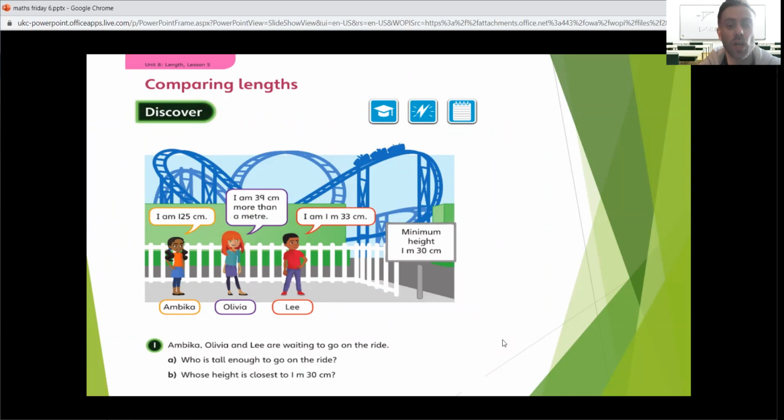Right, next one. 1B. Whose height is the closest to 1 meter 30 centimeters? So think about what each child is, and who's the closest to 1 meter 30, which is the amount you've got to be to go on the ride. Have a little go at that. Pause the video now.